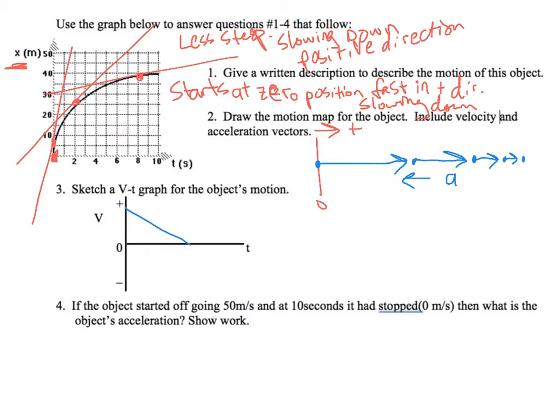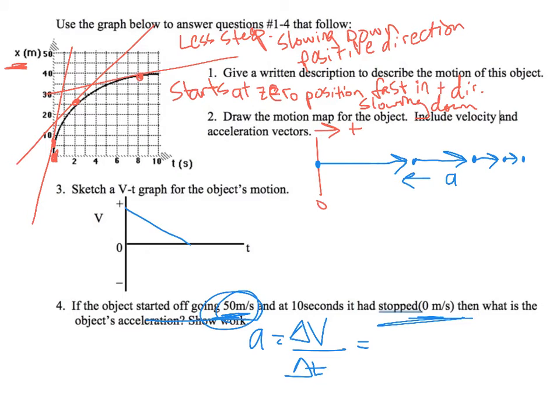All right, number 4. This is like the motorcycle question. All right, motorcycle question. Here we go. We have acceleration is delta V over delta T. It is the change in velocity over the change in time. How much did the velocity change? Well, it started off going 50, and then it stopped.